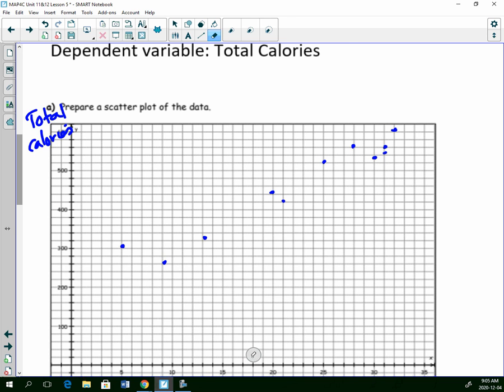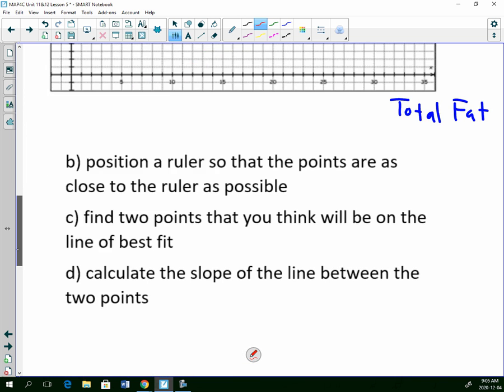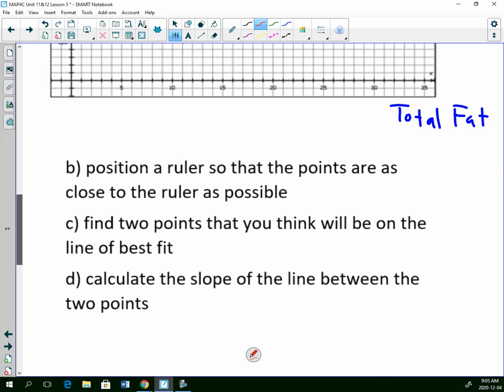So my line of best fit, I'm going to try and go through the middle. So let's do it something like this. Okay, so my line of best fit is going to look something like that. I'm not hitting a lot of points, but I am trying to put the points equally above and below that line. Okay? So once you've done that, position a ruler so the points are as close to the ruler as possible. Find 2 points that you think will be on the line.